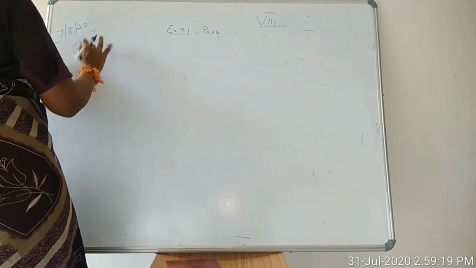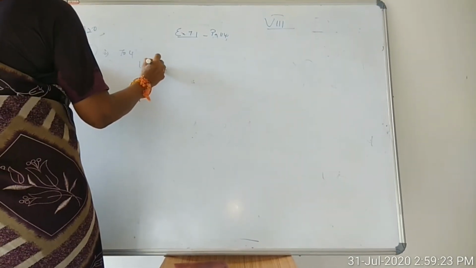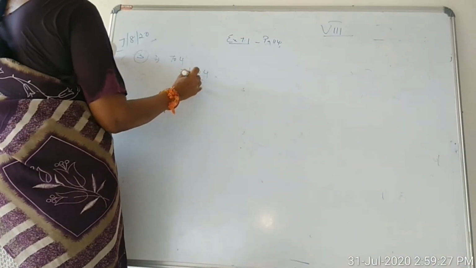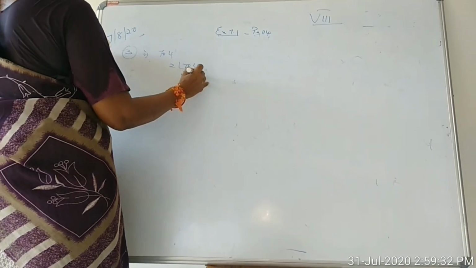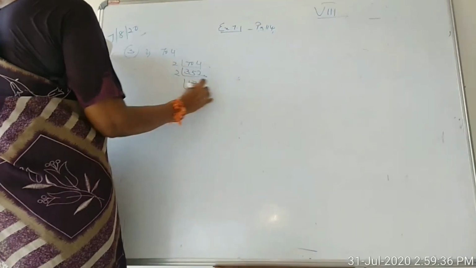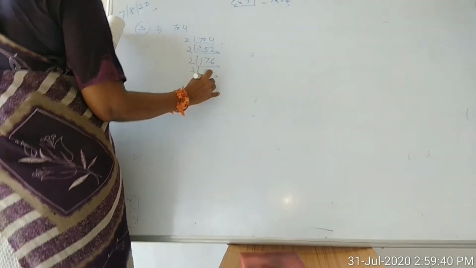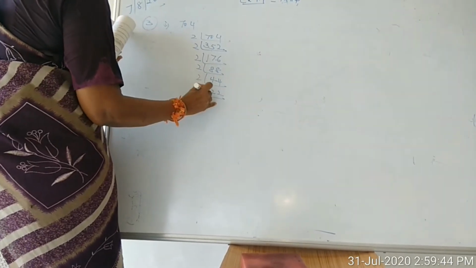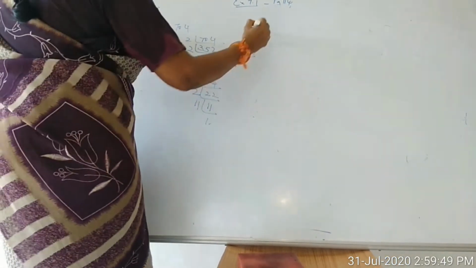Seven, not 4. 7, not 4. The ending number is an even number. Divide. 2 divides 7 3 times, remainder 1. 2 divides 10 5 times, and 4 2 times. 2 divides 176. 2 divides 88. 2 divides 44. 2 divides 22. 2 divides 11 times. 11 is a prime number.